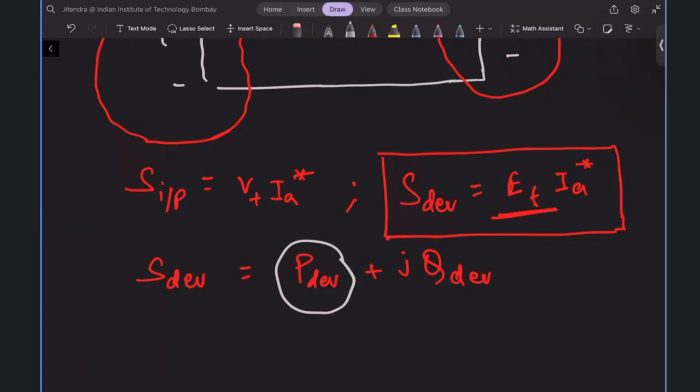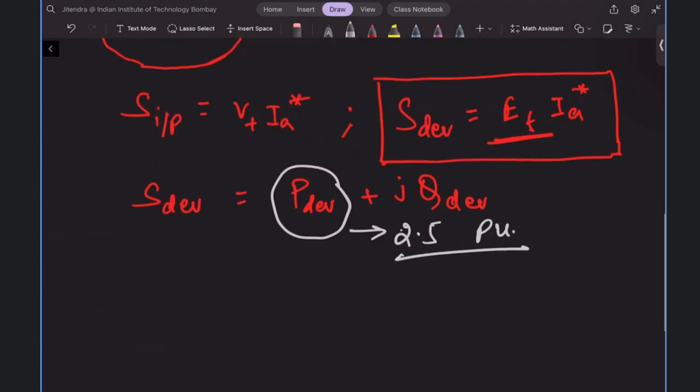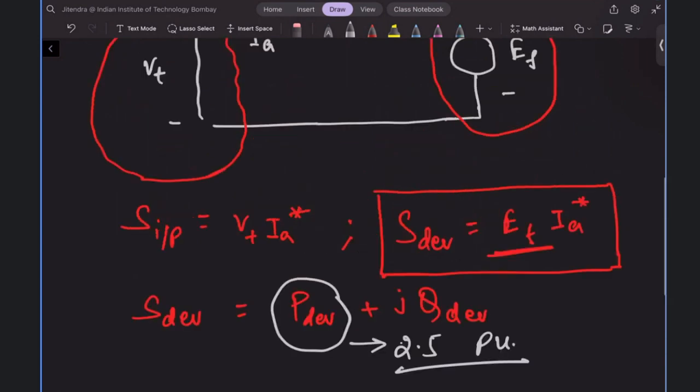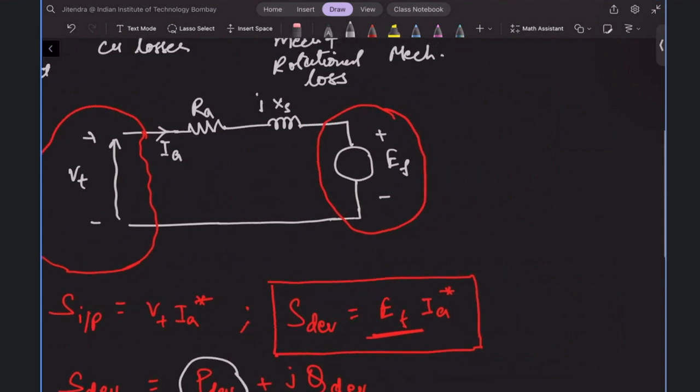And we are given this limit. Okay, so this limit is 2.5 per unit. Now, I hope you are following. So EF will be one unknown component which we have to find. Now, what will be the expression of IA? IA from this circuit, you can write (VT minus EF) by (RA plus jXS), right? So simple KVL. IA, let me write it, (VT minus EF) by (RA plus jXS).